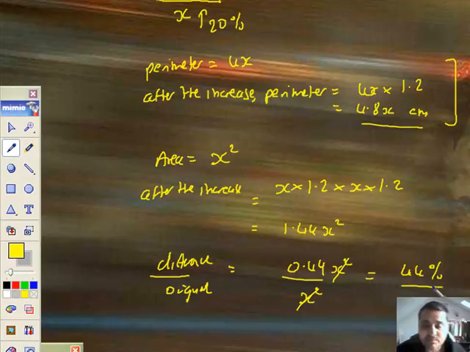So it makes no difference whatsoever, does it? If I increase my perimeter by 20%, I increase my area by 44%. So it makes no difference whatsoever. And I've just proven that for you, doing it the long way. Best to do it the long way, just to be absolutely sure. Alright, so that's that. And I'm now going to stop 4.1, and that's enough of that.